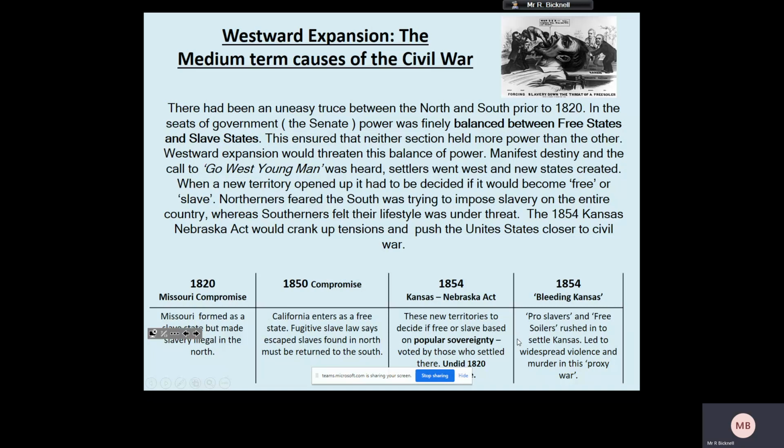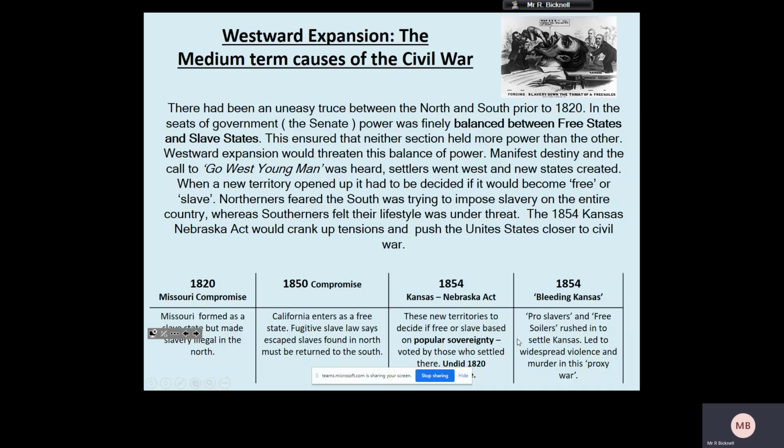And I would argue these were much more important. These examples start to shed light on why the South and the North fell out so much. So the first example that we're going to use is the 1820 Missouri Compromise.